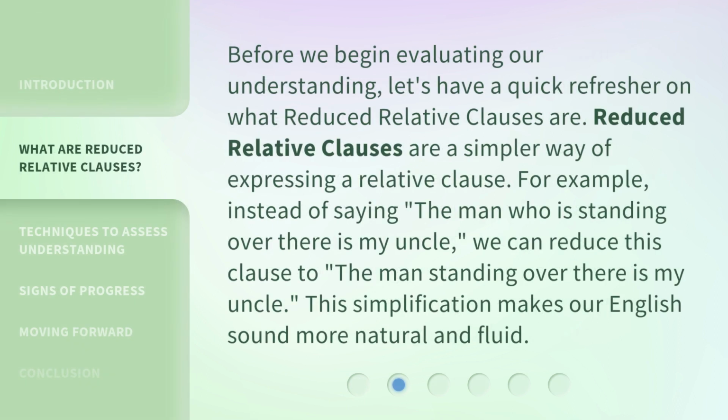Before we begin evaluating our understanding, let's have a quick refresher on what reduced relative clauses are. Reduced relative clauses are a simpler way of expressing a relative clause. For example, instead of saying, "The man who is standing over there is my uncle," we can reduce this clause to, "The man standing over there is my uncle." This simplification makes our English sound more natural and fluid.